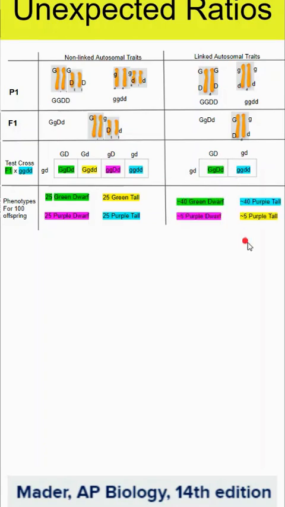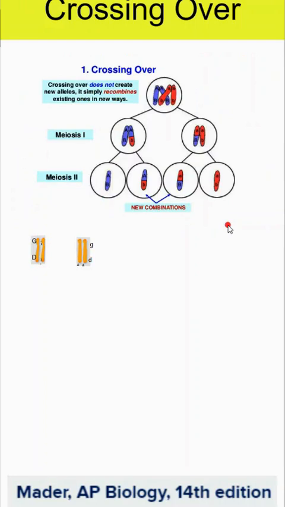However, sometimes things come back unexpected. You would only expect these two phenotypes to show up, but every once in a while, you can still get some of these other alleles. And what in the world would be the cause of that? And it comes back to crossing over again.